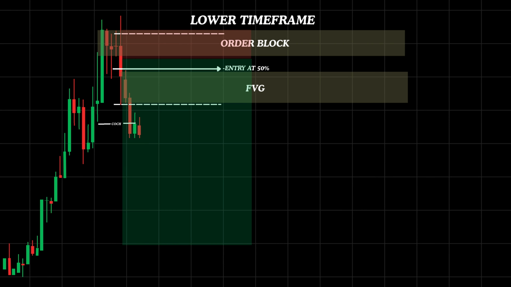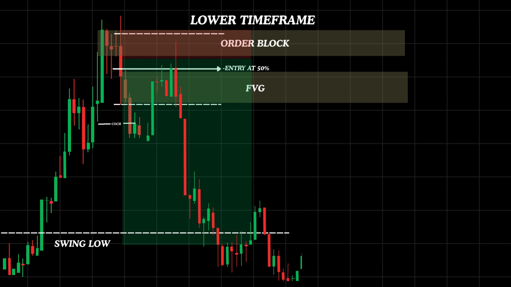I place a sell limit order right in the middle of the zone to maintain a strong risk management approach. With the take-profit target set at this particular swing low, our sell order was activated, and after activation, the price eventually reached our take-profit target.